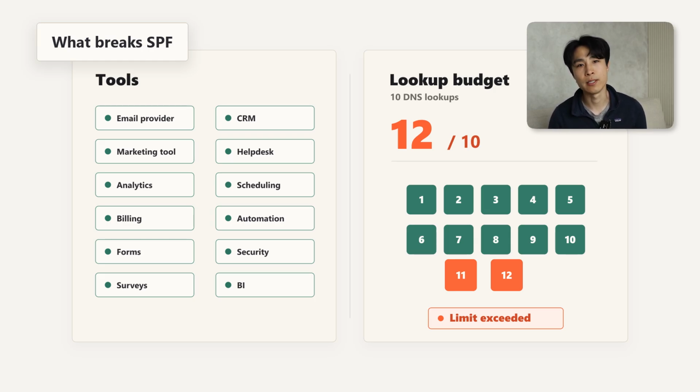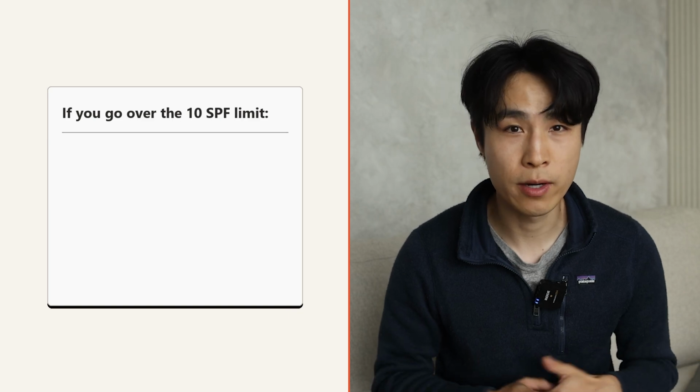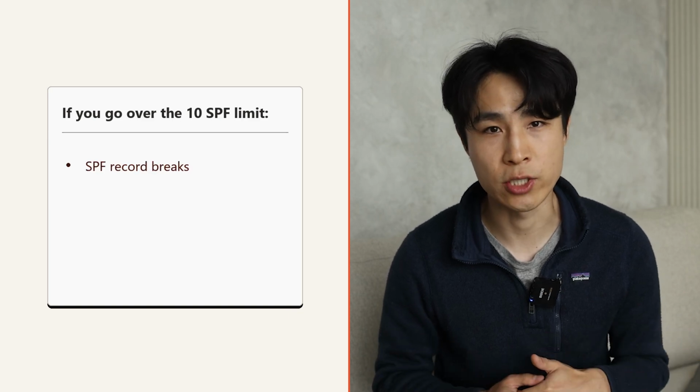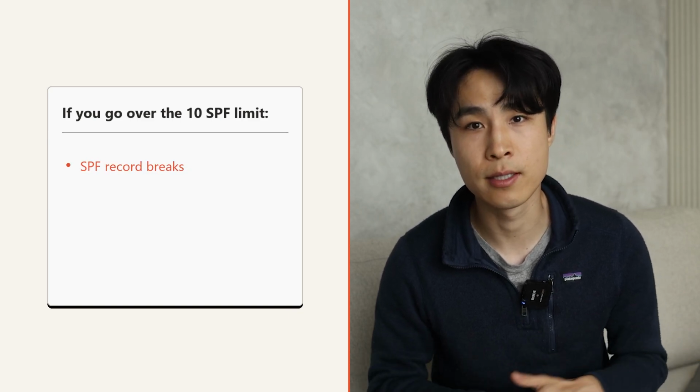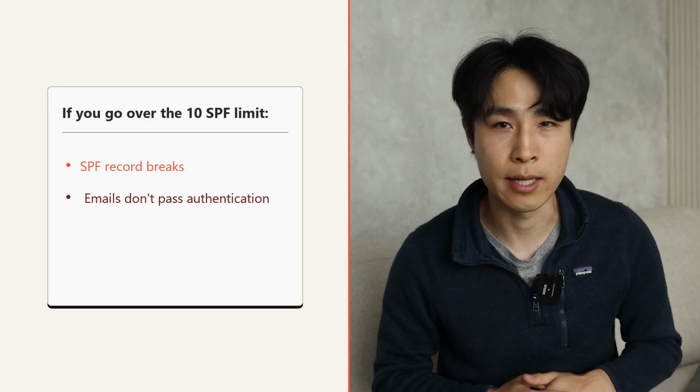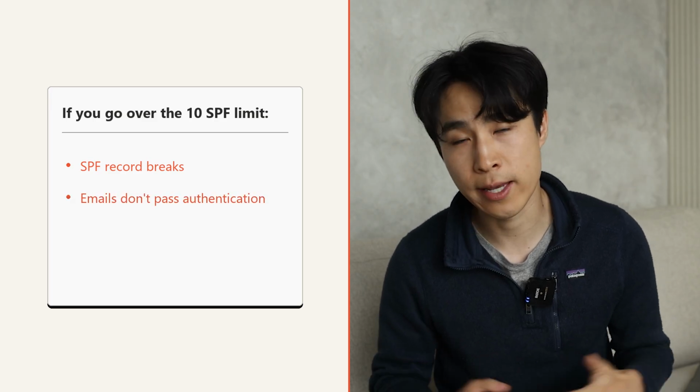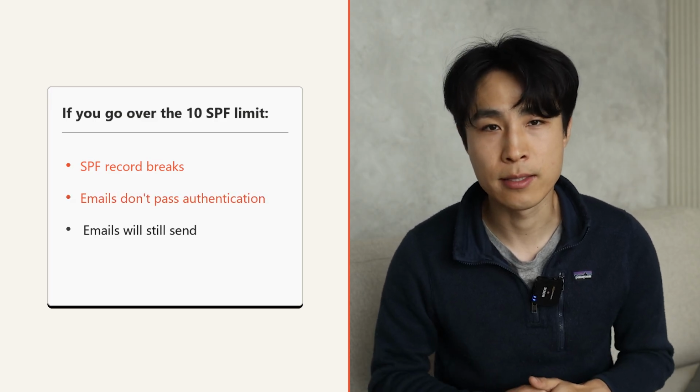And if you've been running a business for a few years and you've plugged in a bunch of different tools to send email from, you can easily blow past that 10 lookup limit. And what happens when you go over? Well, your SPF record actually just breaks and becomes invalid. And suddenly all those emails that should be passing as authenticated won't be. And here's the thing that makes this really annoying.